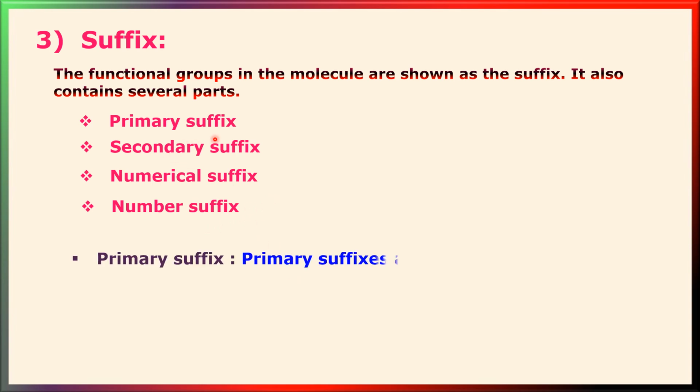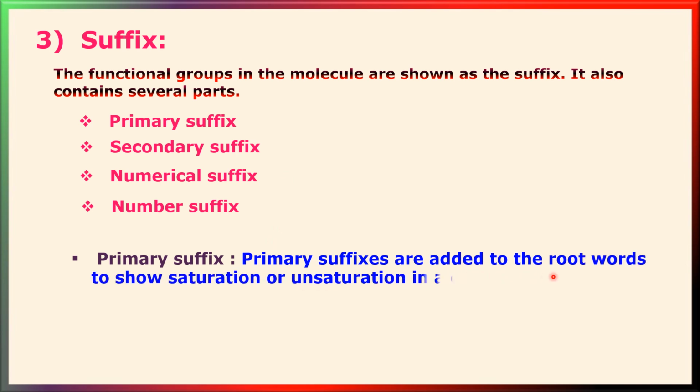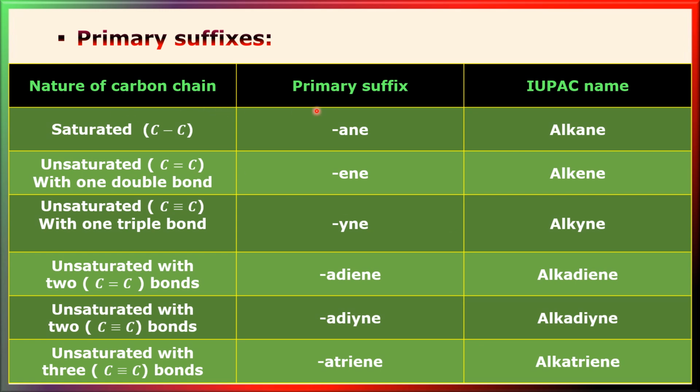So what is primary suffix? Primary suffixes are added to the root words to show saturation or unsaturation in a carbon chain. So here are some primary suffixes we have to use. Nature of the carbon chain, primary suffix and IUPAC name. So if the carbon chain contains only carbon-carbon single bonds, at that time that carbon compound is said to be saturated carbon compound. So for saturated carbon chain containing only carbon-carbon single bonds, the primary suffix we have to use is ANE. So IUPAC name is alkane.